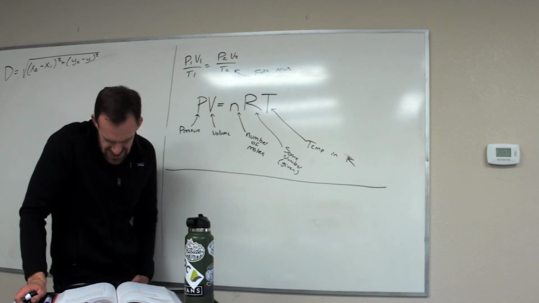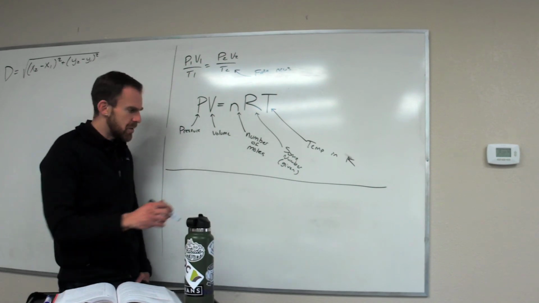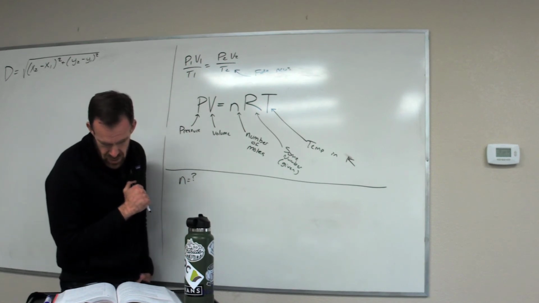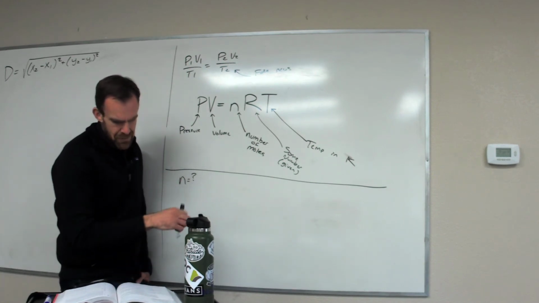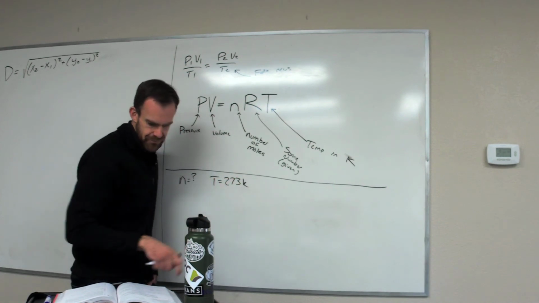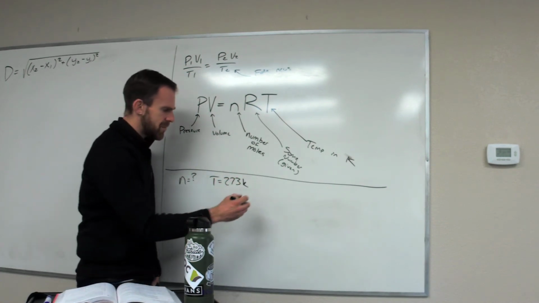Observe. Use the relationship PV equals nRT to find the number of moles. So we don't know N. Question mark. Of a gas when the temperature is 273 Kelvin. The pressure is 1 atmosphere.